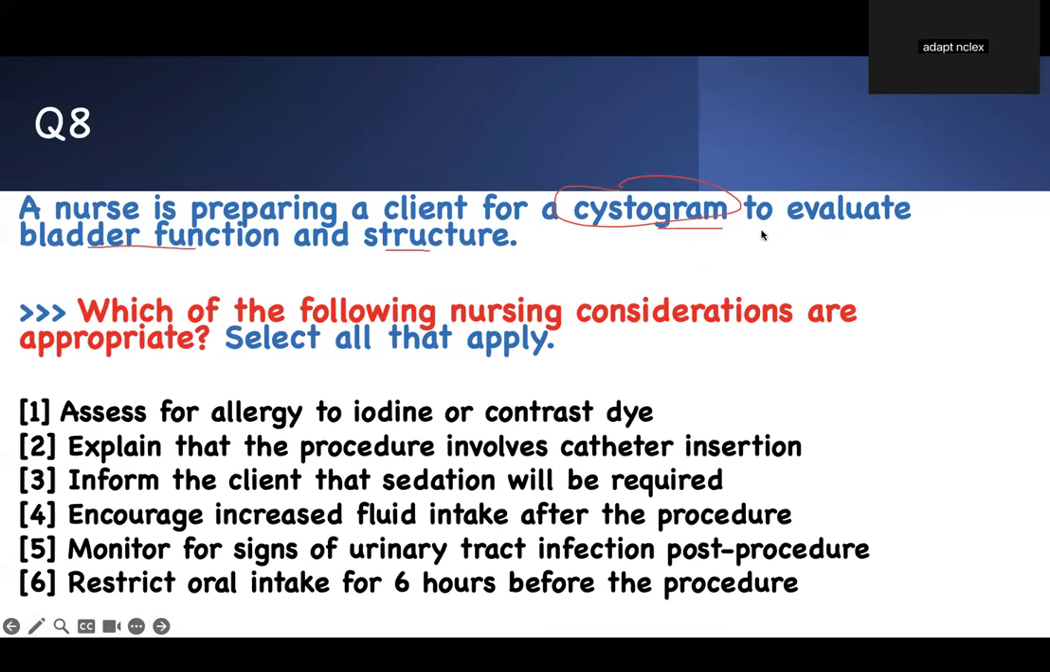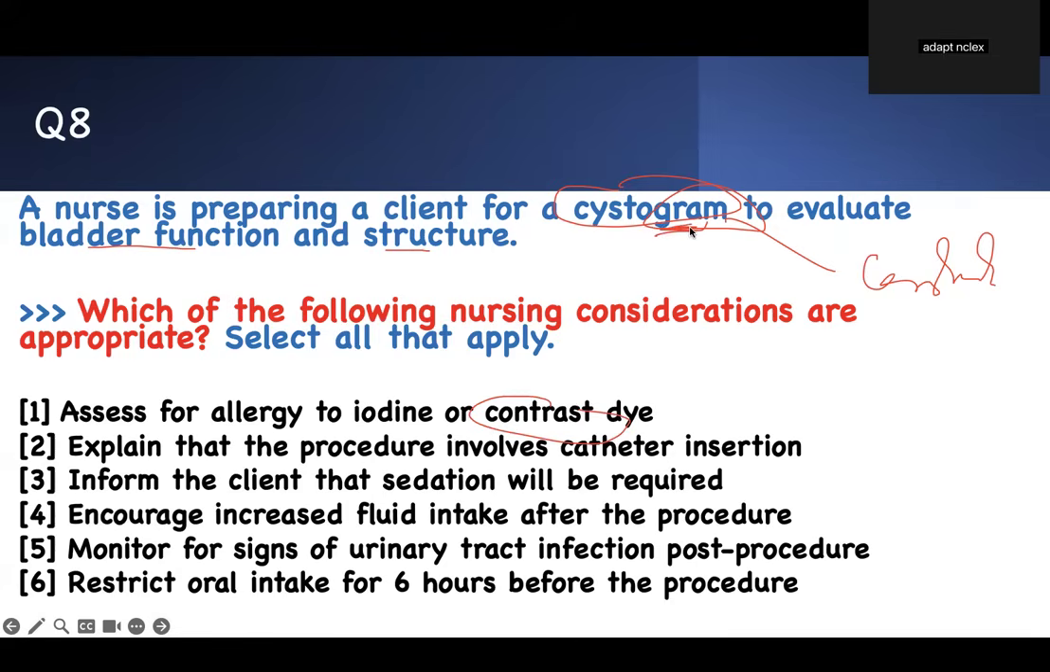Every time you see gram, think about contrast. So I have to give you contrast. I have to put it in your bladder and look at it, and then take a picture of it. Which of the following considerations are appropriate? I've already given you an idea, right? Assess for what? Allergy to contrast, because there's a gram.